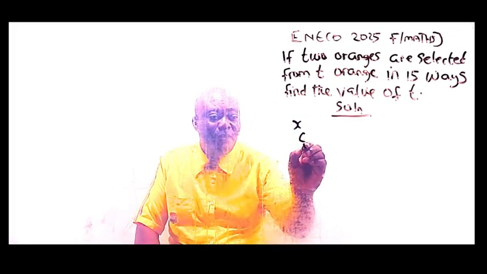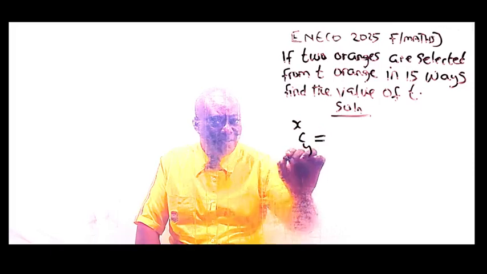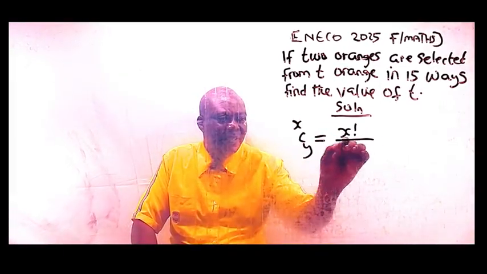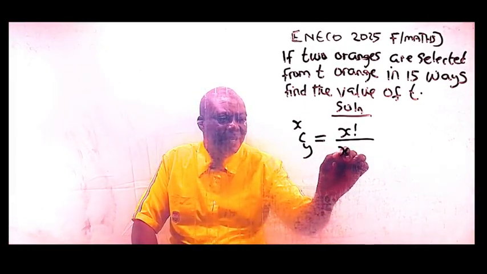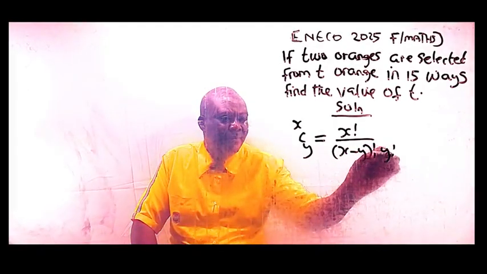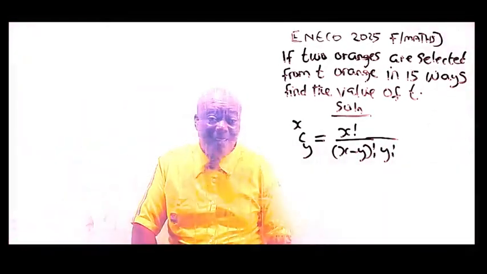If 2 oranges are selected from T oranges in 15 ways, find the value of T. This is the case of combination. You know combination. If you have X combination Y, this is X factorial over (X minus Y) factorial times Y factorial. Don't forget that.